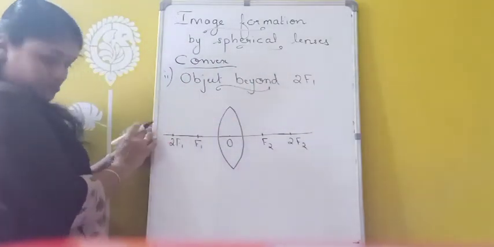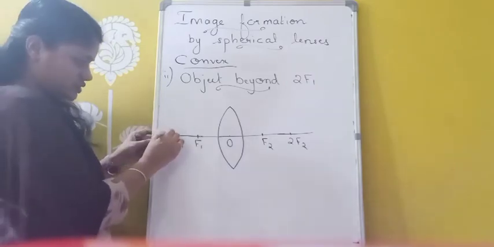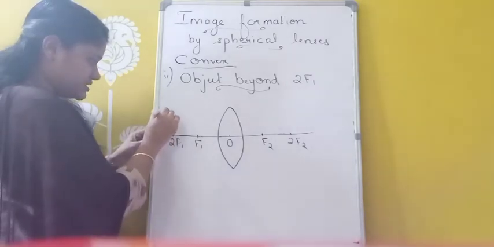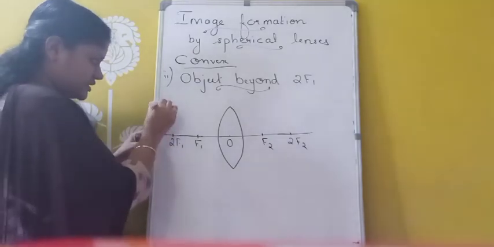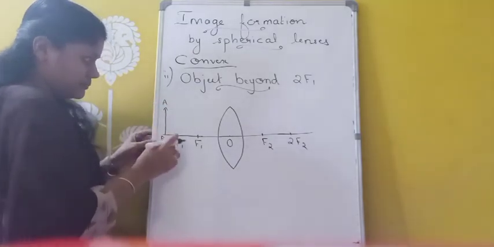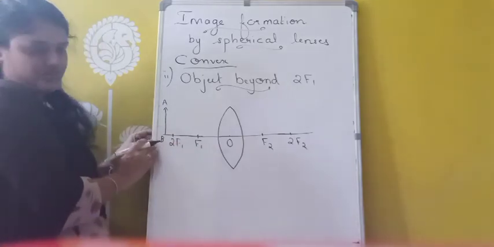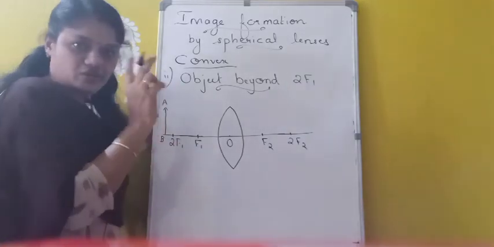Now I told you the object is beyond 2F1. That means the object is beyond this one, beyond 2F1. This is 2F1 and we are marking the object here. So this is the object now. AB is the object and we are placing the object beyond 2F1 and we are considering two light rays.